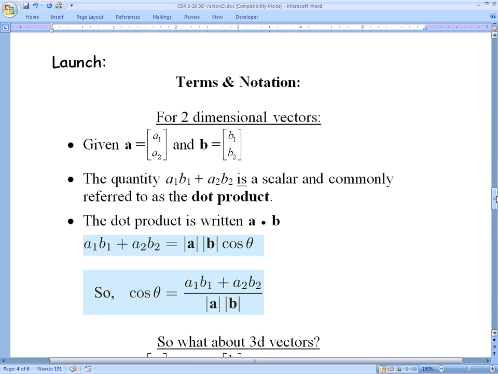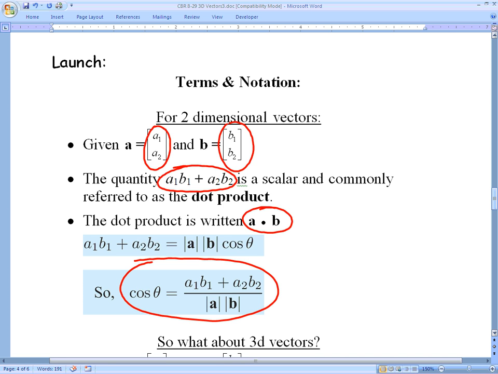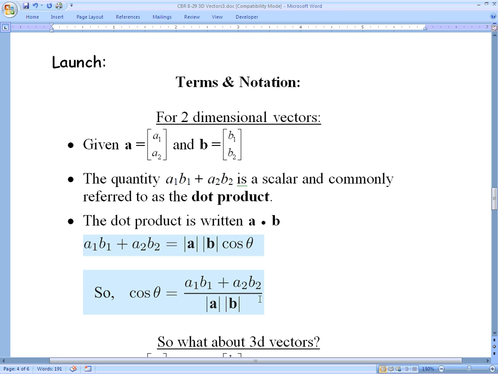Quick review here. For two-dimensional vectors, if we had two vectors A and B with their components as shown, a sub 1, a sub 2 for x and y, b sub 1, b sub 2 for x and y, we have the scalar product, which I often refer to as the dot product, which is just multiplying the x components, multiplying the y components, and adding those together. We notate this as a dot b, and we can use that to find angles as shown in this formula. Cosine of an angle is equal to, again, the dot product divided by the product of the magnitudes. Okay, so we've seen that before.